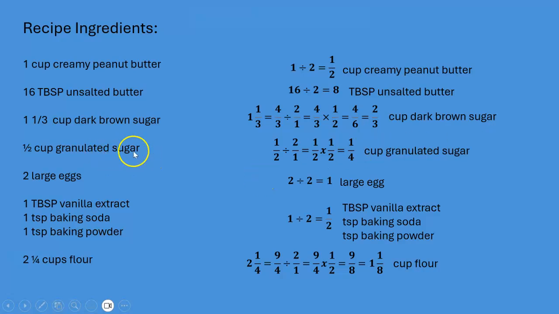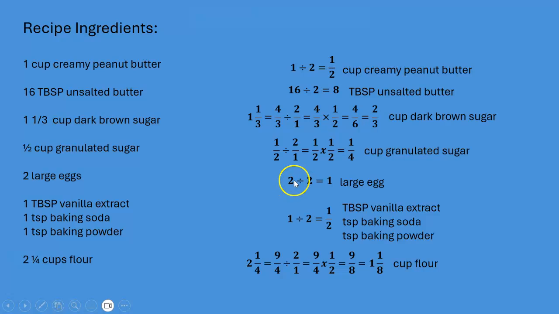Our half a cup of granulated sugar is 1/2 divided by 2 over 1. And don't get confused here, because if I would cancel here and get just a 1, that would be the opposite. So we want to take 1/2 times 1/2 because we flip this fraction and multiply. That gives me 1 times 1 is 1, over 2 times 2 is 4, or 1/4 cup of granulated sugar. That is 1/2 of 1/2 cup.